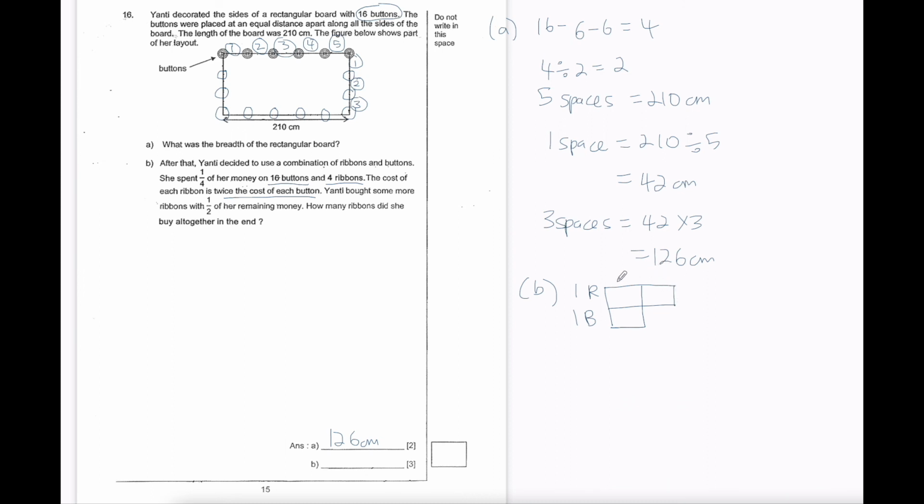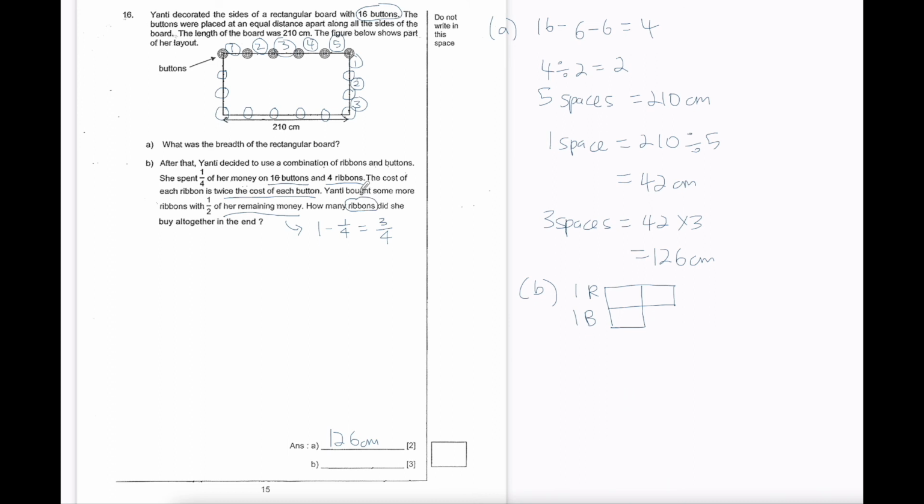Got it? So Yanti bought some more ribbons with half of her remaining money. So remaining money in this case is 1 minus 1/4. You're gonna get 3/4, okay? Don't be careless for this part. And how many ribbons did she buy all together in the end?